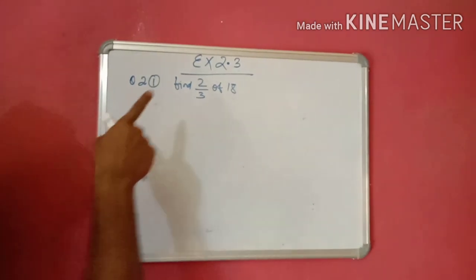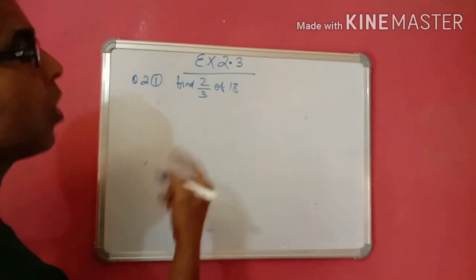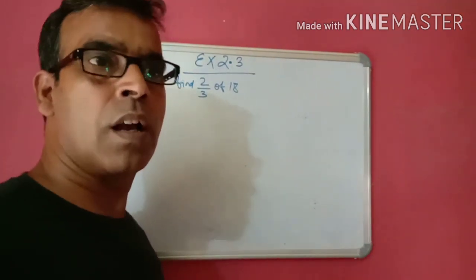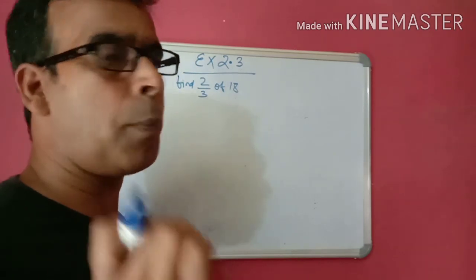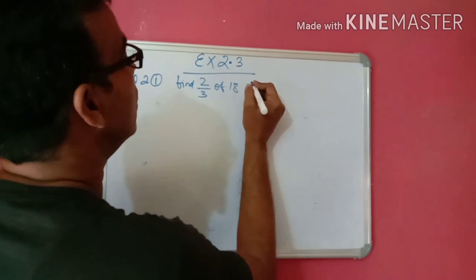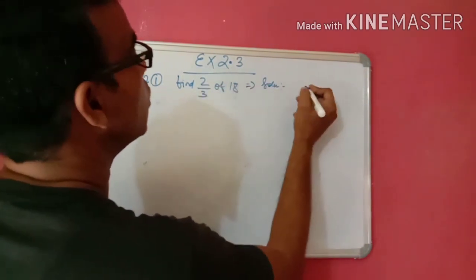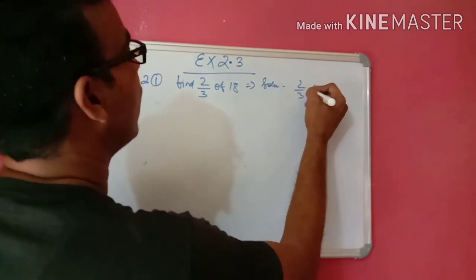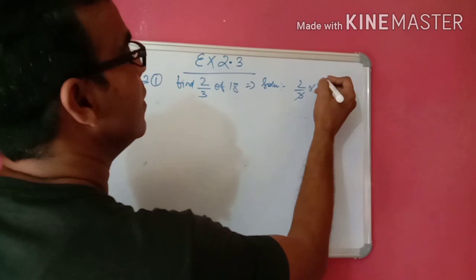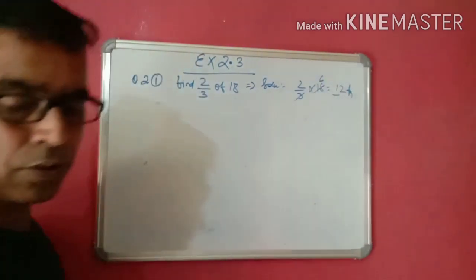See this question, exercise 2.3. It is given: find 2 by 3 of 18. As we know, "of" means multiply here. So solution, I can write 2 by 3 multiplied by 18. This is 6 times 2, which is 12. This is your required answer.